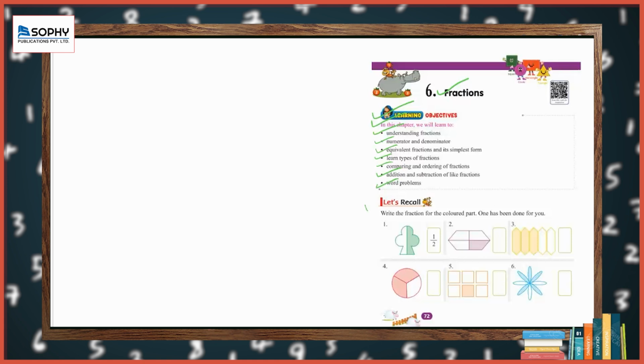fractions. Now let's recall. Write the fractions for the colored part. What we have to do, students, is write the fraction for the colored part. One has been done for you. This is 1 by 2. This is, very good students, 1 by 4. That's how you have to complete it.